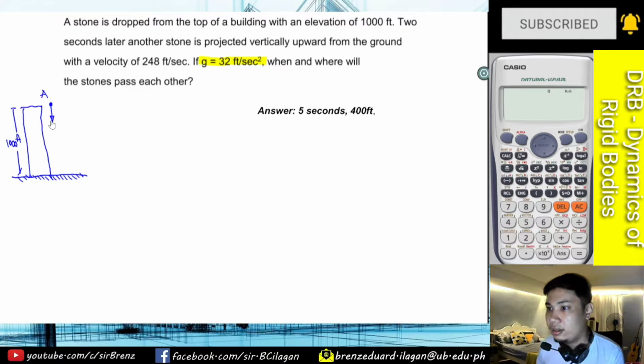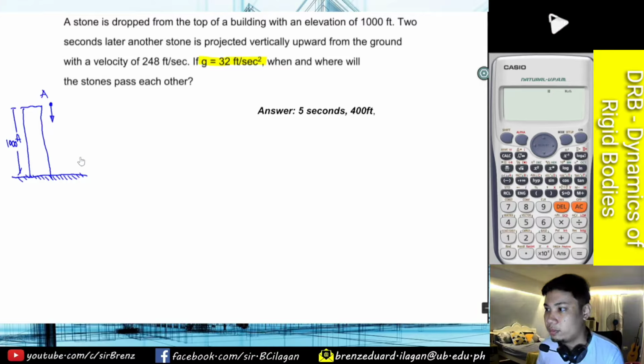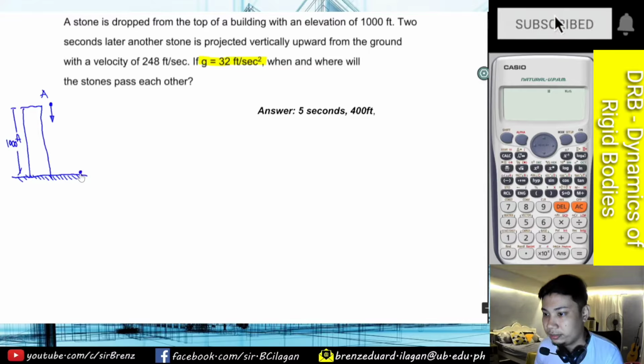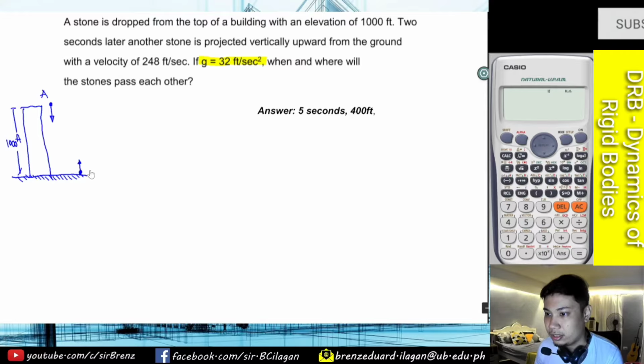Okay, so 2 seconds later, another stone is projected vertically upward on the ground. So somewhere here siguro, ayan. There's a second stone kung saan binato siya vertically upward. Okay, so this is your stone B.